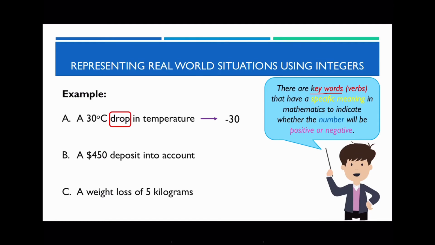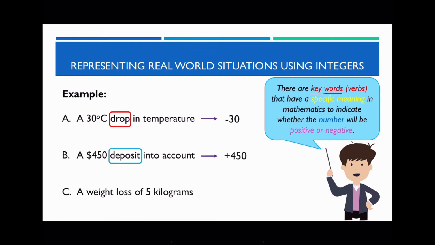For my second example, a $450 deposit. Now the word deposit means that you're actually putting money into the bank. And because you're putting more money into your own bank or into your own savings account, this means you're growing, you're gaining more money. So therefore, because you're gaining, this has a positive sign. So this will be positive 450.